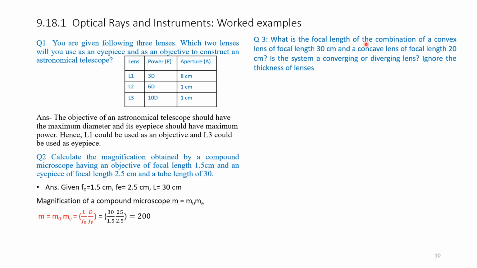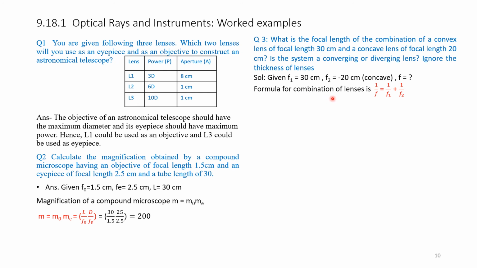Question number 3. What is the focal length of combination of convex lens of focal length 30 centimeter and concave lens of 20 centimeter? Is the system a converging or diverging lens? Ignore the thickness of lenses. Therefore, given f1 is equal to 30 centimeters, f2 is equal to minus 20 centimeter, because it is a concave lens. f we have to find out.